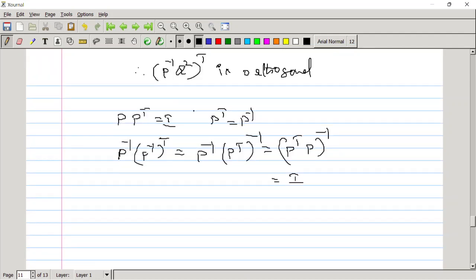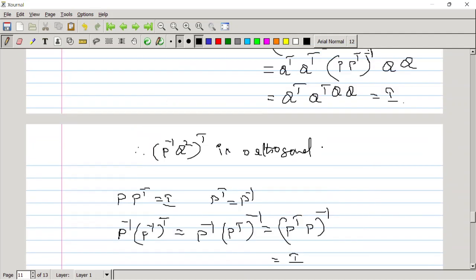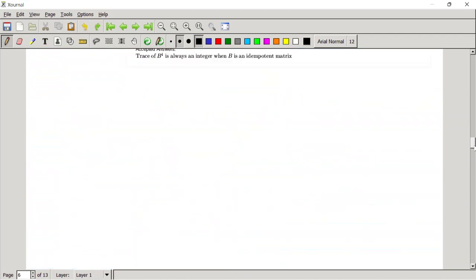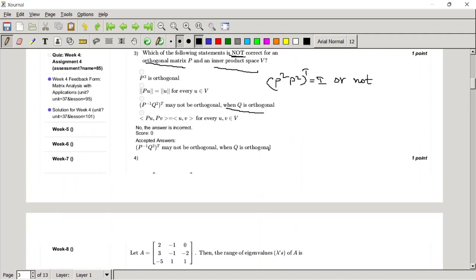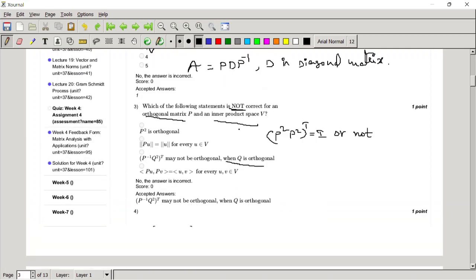So this is about the third option. We proved that the matrix in the third option is orthogonal, but the option says it may not be orthogonal. That means they are saying it need not be orthogonal, but we have proved that it is always orthogonal. So this is the wrong option, and since they asked about the false statement, we can say the third option is the correct answer.